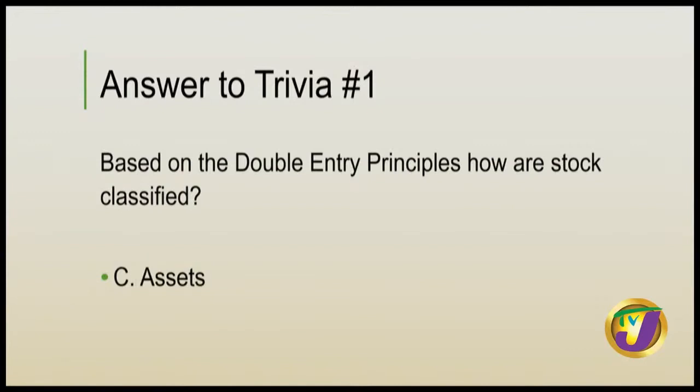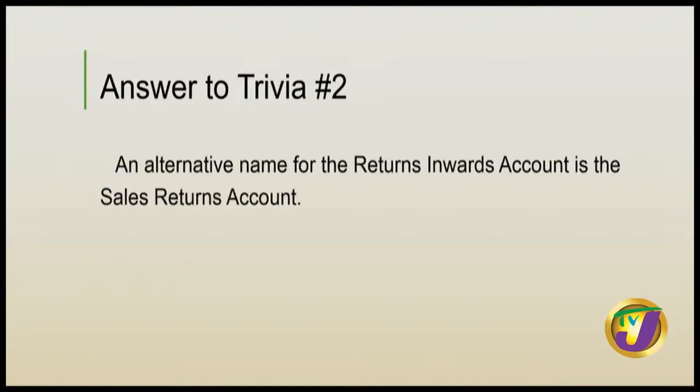All right? Now, answer to trivia number 1. Based on the double entry principles, how is stock classified? Very good. Stock is classified as an asset. Wonderful. And our answer to trivia number 2, an alternative name for the returns inwards account is the sales returns account.